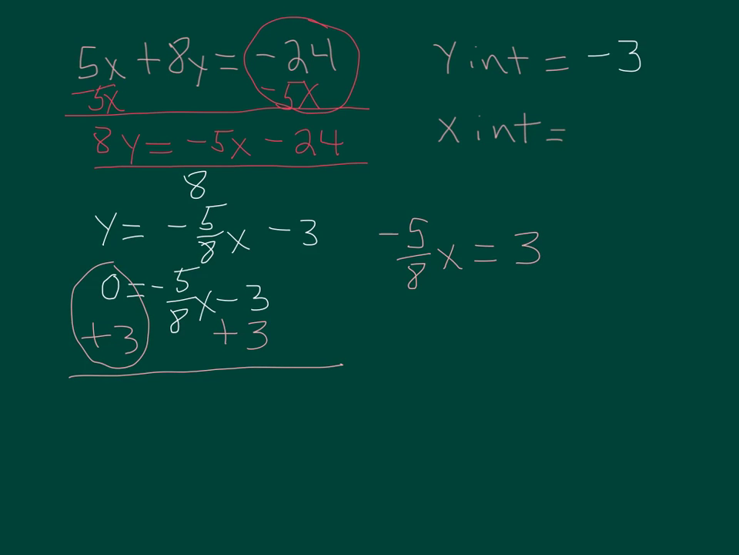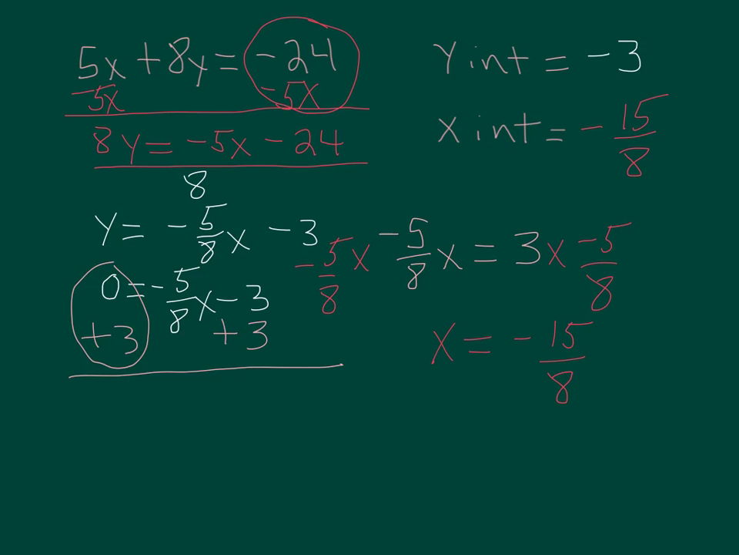Last step then, you would normally divide by negative 5/8, but we never divide fractions. Instead, we multiply using the reciprocal. So we are going to multiply this times the negative 5/8. Over on the right-hand side, you do the same thing, times the negative 5/8. X equals negative 15 over 8. And I can't simplify that any, and I will just leave it in that form. So my x-intercept is negative 15 over 8.